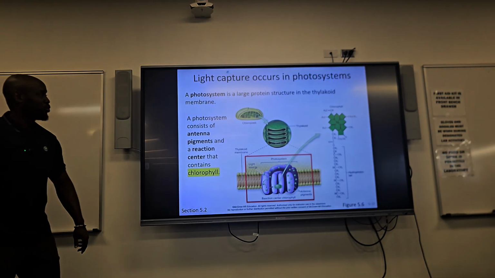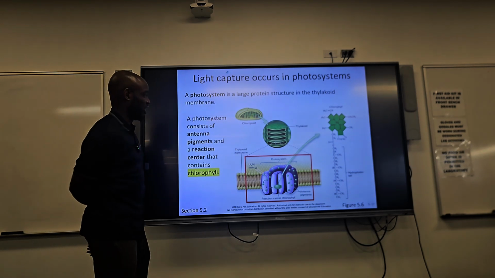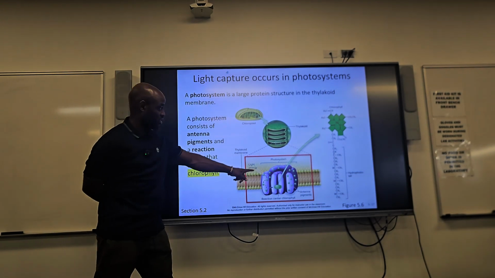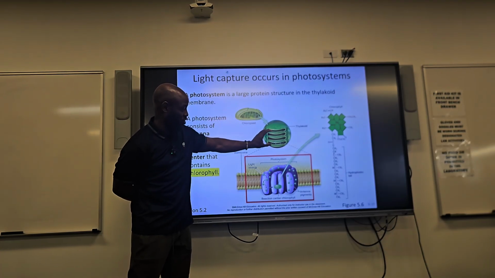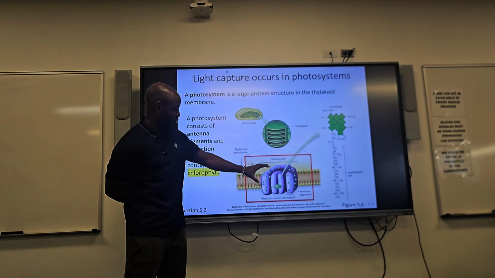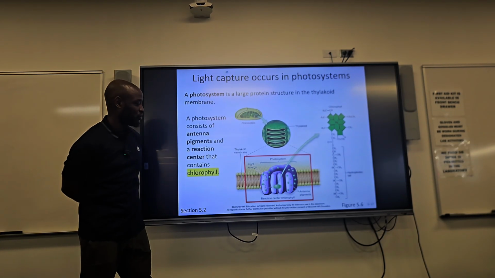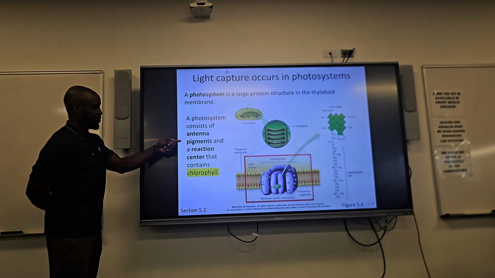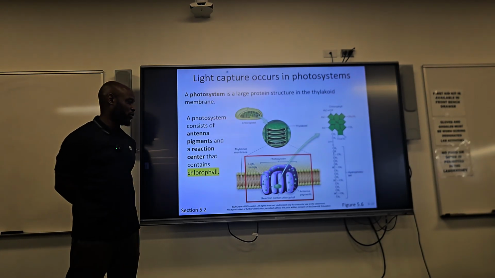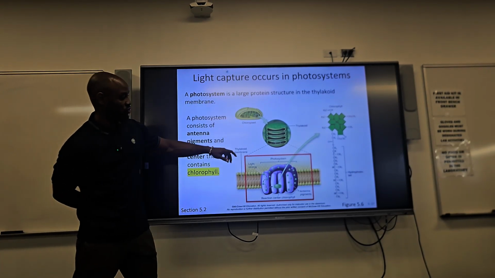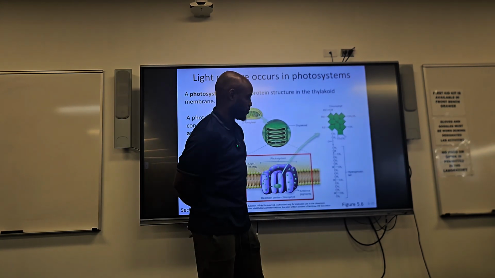And then we have this photosystem, a large protein structure in the thylakoid membrane. So we've gone from the chloroplast to the thylakoid, a stack of those is called a granum, and to the actual protein structure, which is called a photosystem, right? It consists of antenna pigments and a reaction center that contains chlorophyll. Very important, chlorophyll. You don't have to memorize this formula, but you see the formula for it here, right?